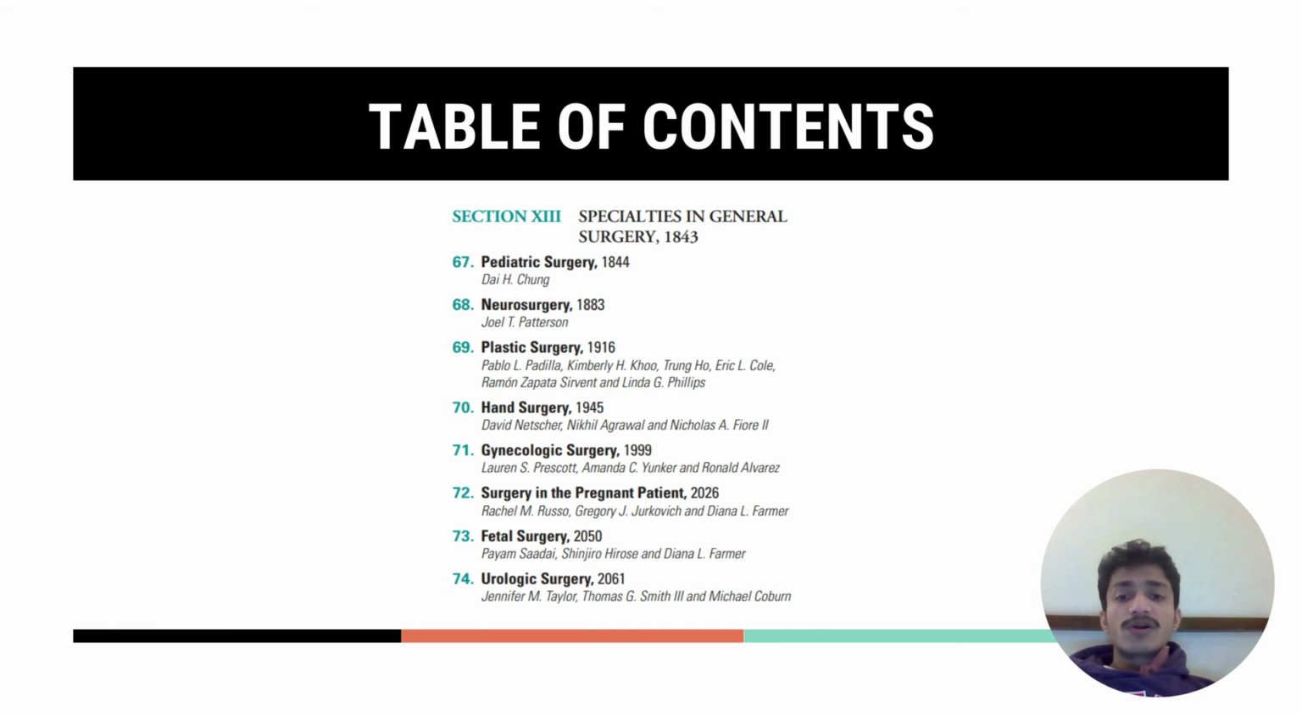Gynecological surgery, not important. Surgery in the pregnant patient, just go through it. It is a small chapter, so it is priority 3, but just go through it. Gynecological surgery you can avoid. Fetal surgery also you can avoid. Urologic surgery, I feel Love and Bailey has covered in a much better way. So if you don't read it, then also it is fine.